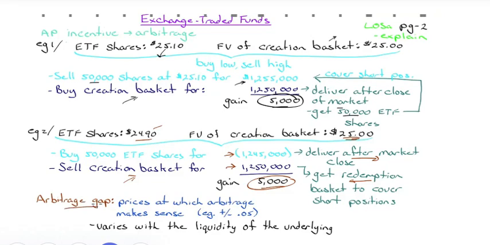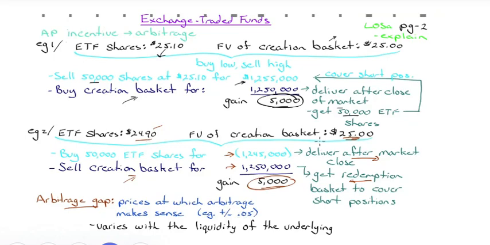And there's always something called an arbitrage gap. It doesn't always make sense to do this. Let's say instead of $24.90 and $25, it was $24.99 and $25. And the dealer does a quick calculation, says, you know what, after all transaction costs, I'm only going to break even. Well, then it's within the arbitrage gap. It's not going to be taken advantage of. So the arbitrage gap is the range of prices at which arbitrage makes sense. So the gap may be plus or minus 5 cents.